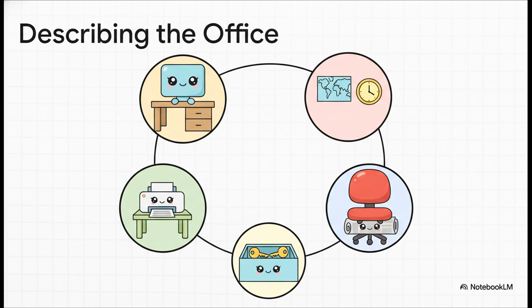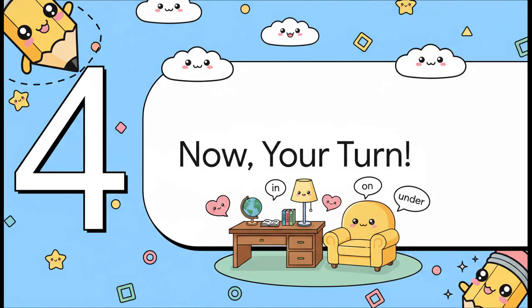The computer is on the desk. The map is on the wall. The newspaper is under the chair. The keys are in the drawer. Do you see it? It's always object, then that connecting word, then the location. You've totally got this. So we've basically described this whole office together piece by piece.